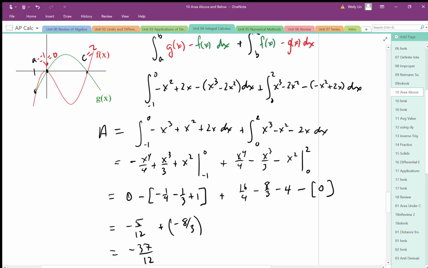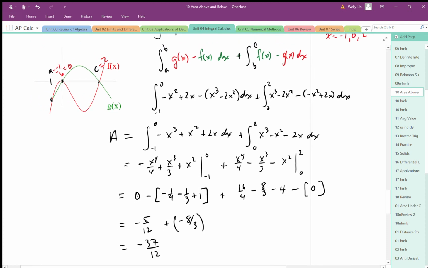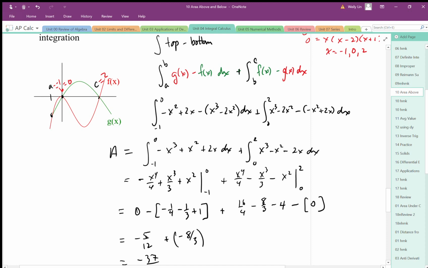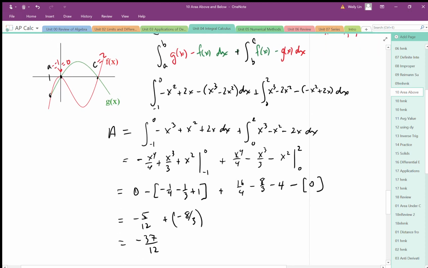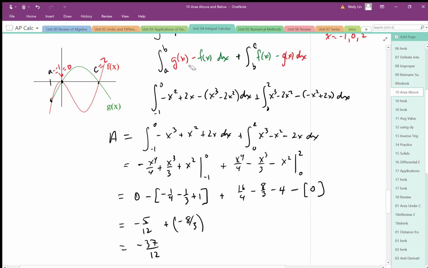I think I must have got these backwards. I did. I got these backwards. I mixed those up, so I'm ending up with a negative value of the area. So if you can just fix that, that should be positive 37 over 12. My apologies, I mixed up my subtraction in these cases here.